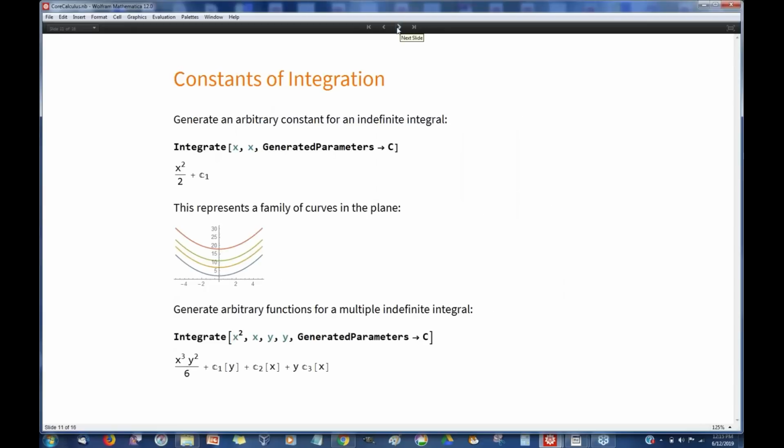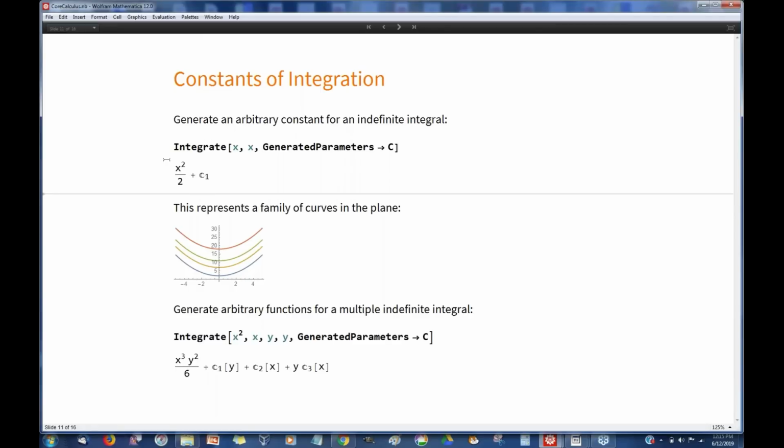Okay, so a few months ago, before the version 12 release, Michael Trott walked into my office and said, you know, Devendra, we've been here for 30 years, and you know what? You still don't know how to generate an arbitrary constant of integration. So I said, okay, Michael, we'll do it for you. So now in version 12, you can say GeneratedParameters goes to C, and it gives you back this integration constant in the result, which everyone loves so much.